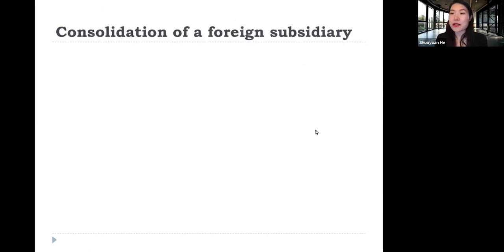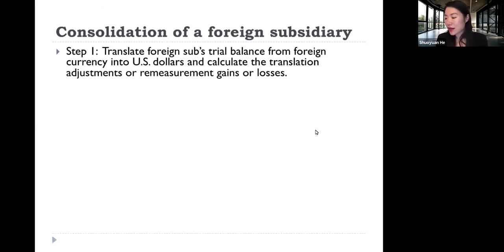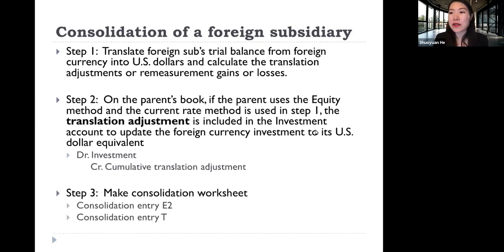And in today's class, we're going to talk about consolidation. When the firm has a foreign subsidiary, it needs to go through three steps. This is already assuming that the foreign subsidiary's financial statements have already been converted into what they should be using US GAAP. And now we first need to do translation. We need to translate the foreign subsidiary's trial balance from foreign currency into US dollars and calculate any translation adjustment or remeasurement gains and losses. So that is step one.